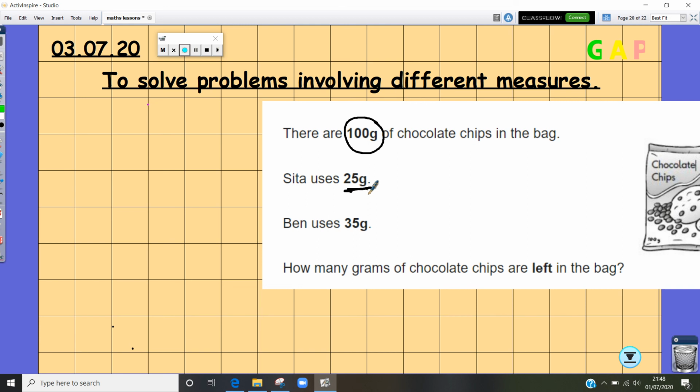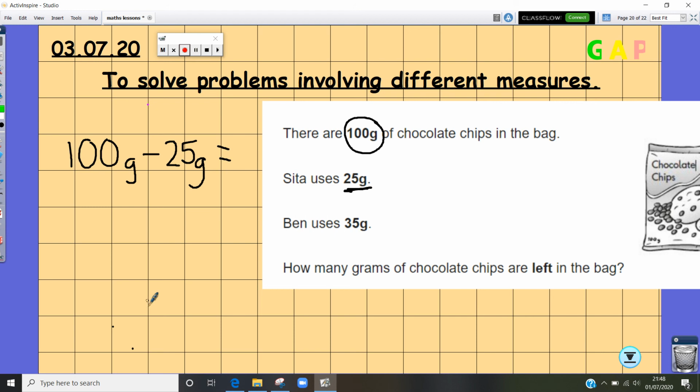So I've got to take my 100 grams here, that was the start of my bag before it was opened, and take away Sita's 25. So she takes 25 grams that she has measured. So the first thing I need to do is work out 100, subtract or take away 25. Okay, some of us will have already worked out the answer to this.